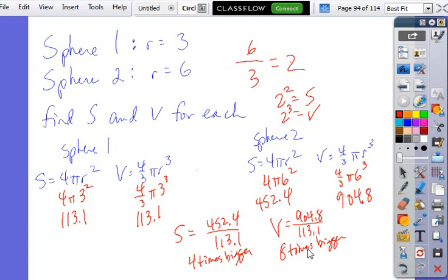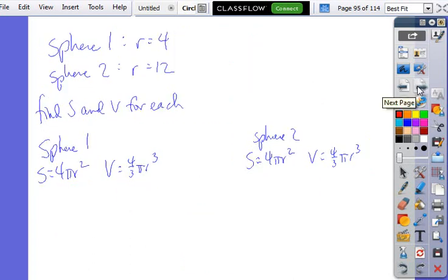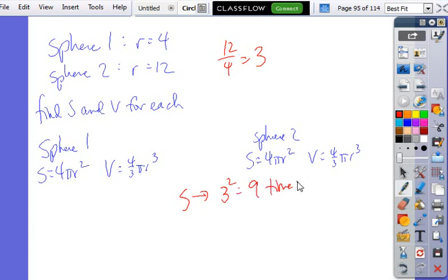All right, do that one. All right, doing the shortcut version, I'm going to say, well, 12 divided by 4 is 3. So the radius is 3 times bigger. For surface area, that means 3 squared or 9 times bigger. And then for the volume, it's 3 cubed, which is 27 times bigger. Is there any problem with that?